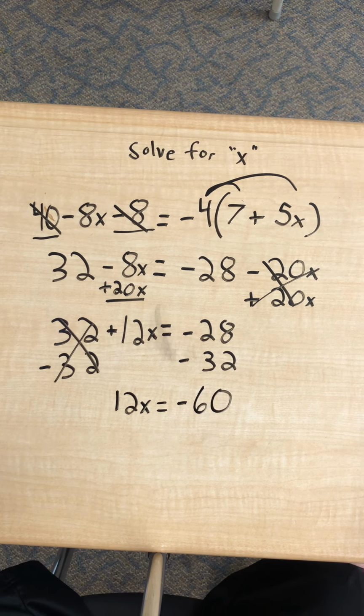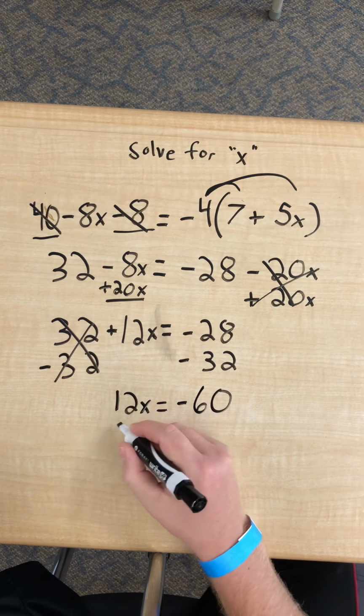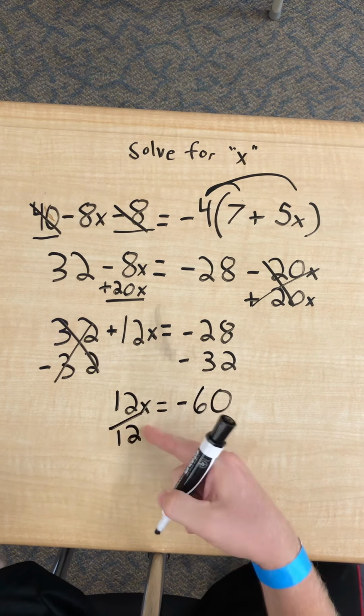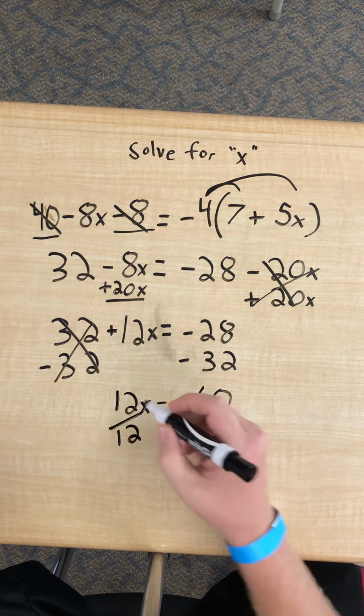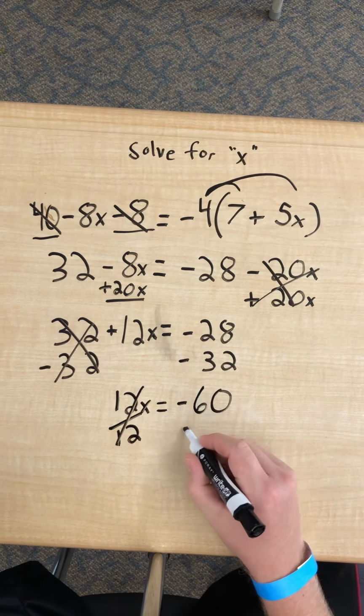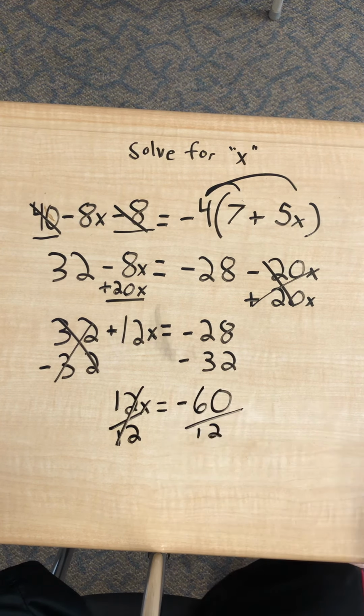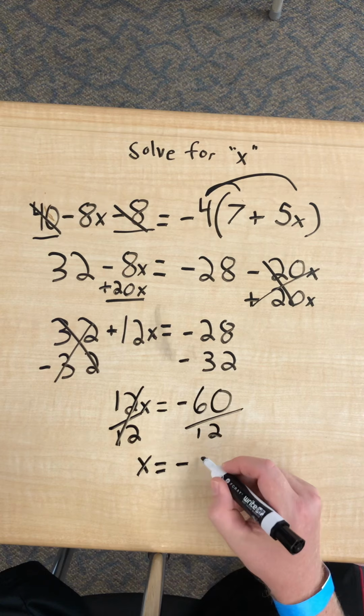That was step 3. And our very last step, step 4, is divide by whatever is in front of the x. So we're going to divide by 12. That cancels out. Negative 60 divided by a positive 12. We know our answer is going to be a negative number. x equals negative 5.